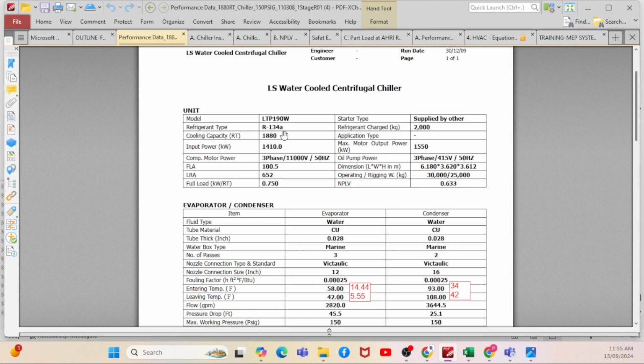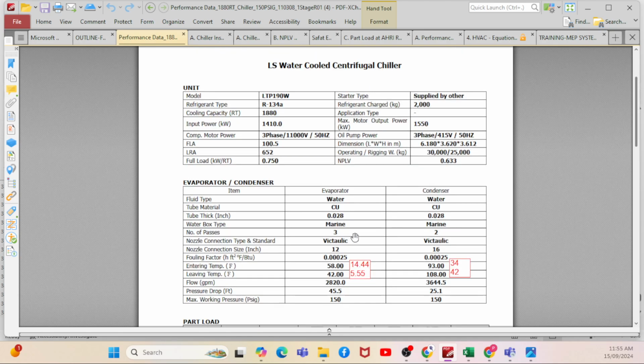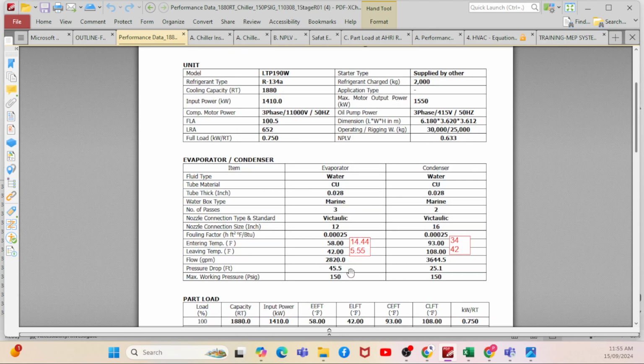I think I have shared one of the videos on the types of refrigerants, why you have to select, and the purpose of refrigerant selection. What is ODP, what is GWP, there are different types of refrigerants. So you have to select a low GWP and low ODP refrigerant to save the environment. Then you can see the capacity and power. Then you can talk about performance on the evaporator side and on the condenser water side.